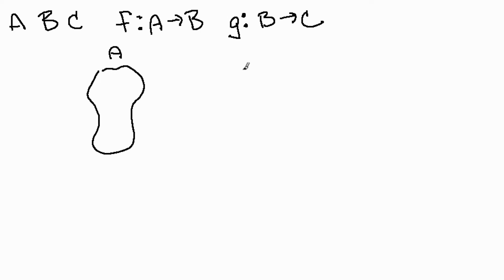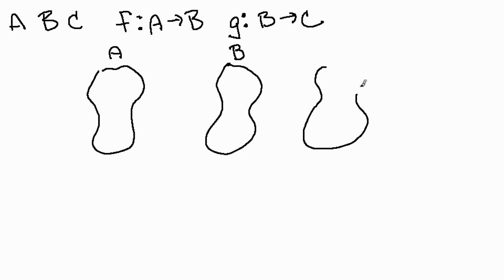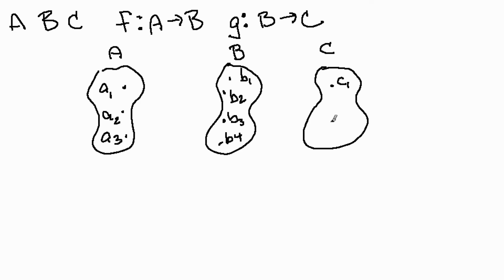Here's A. Here's B. Here's C. And why don't I suppose I have a couple of points in here. There's A1. There's A2. What we're going to talk about now is what's called the composition of functions.